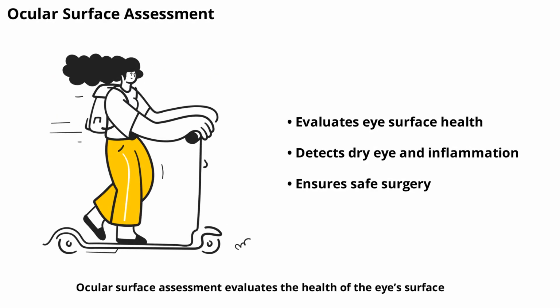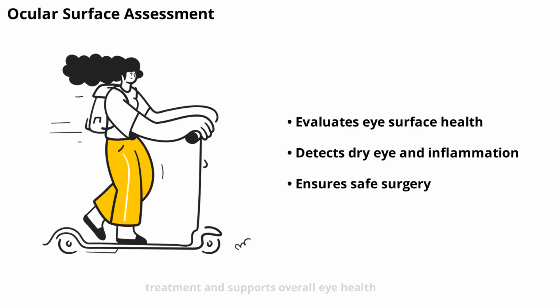Ocular surface assessment evaluates the health of the eye's surface, including the tear film and conjunctiva. This test helps detect dry eye, inflammation, or other conditions that may affect cataract surgery outcomes. Proper assessment ensures safe and effective treatment and supports overall eye health.